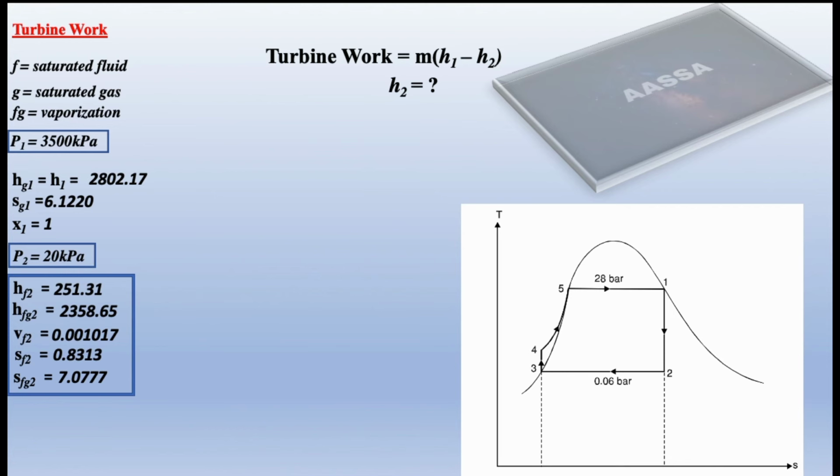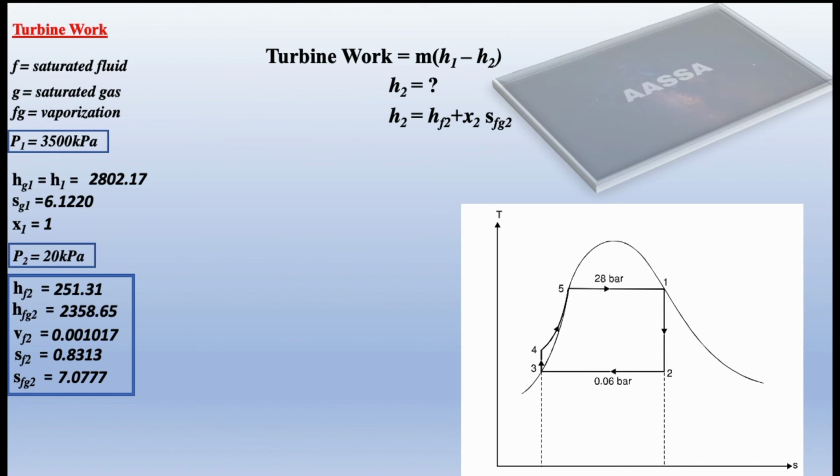but we have the formula for calculating H2. So the formula is HF2 plus X2 HFG2. So X is the dryness fraction in the second state, and HF2 means we're going to find the enthalpy of the saturated fluid at state number 2. But there's the other thing, I don't know if you noticed it, we don't have the dryness fraction at state number 2. And if we find this dryness fraction, that's answering the question which required us to find the dryness fraction at the end of the expansion. Okay, so that means we're going to find two unknowns.